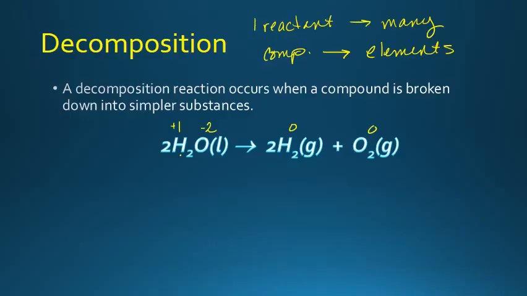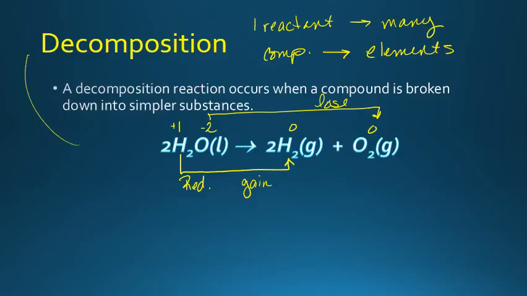So take a look at hydrogen. It went from a +1 to a 0. It was reduced. It had to gain electrons. That means oxygen, which went from a -2 to a 0, had to lose electrons. So it was oxidized. Look, it's a redox reaction. And the type of redox? Decomposition.